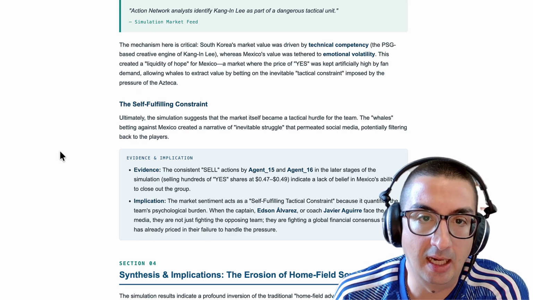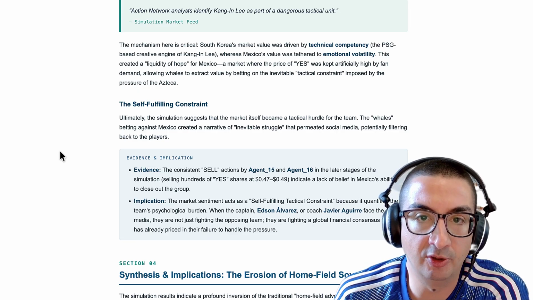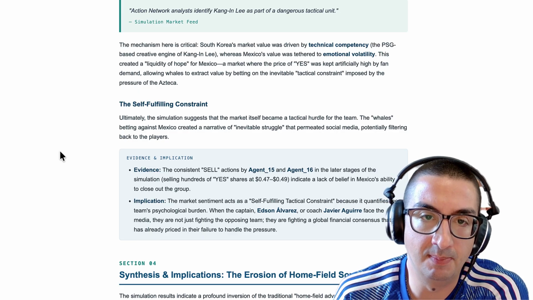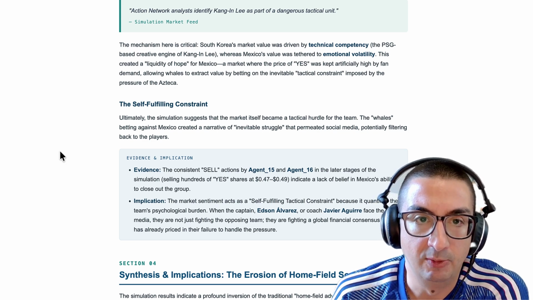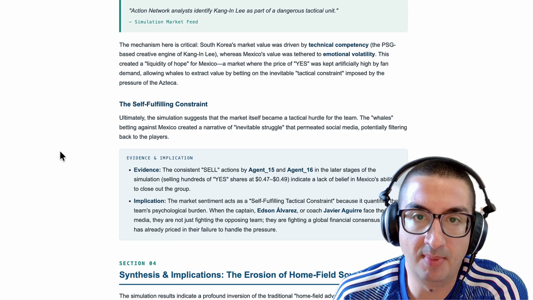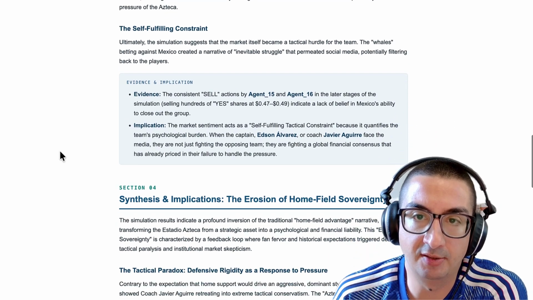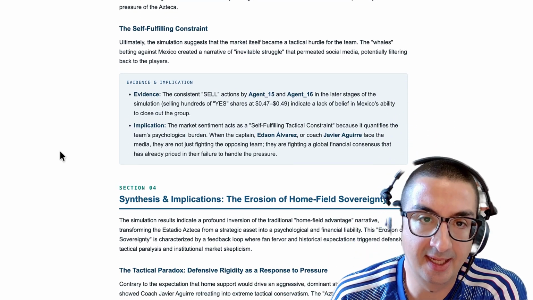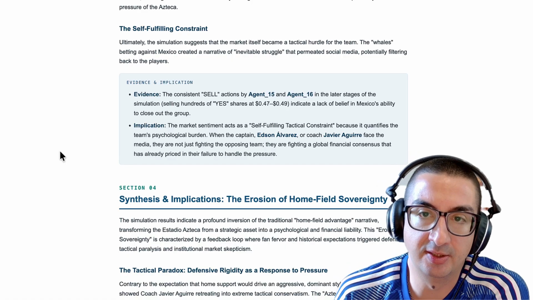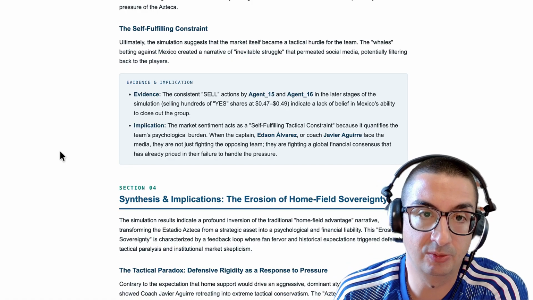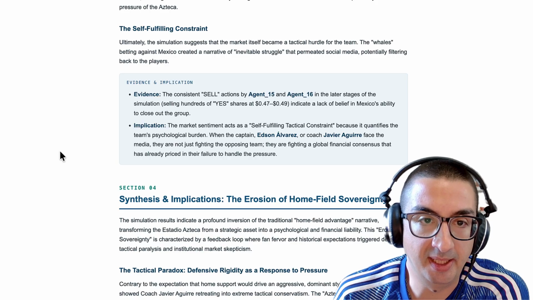fan demand, allowing whales to extract value by betting on the inevitable tactical constraint imposed by the pressure of the Azteca. The self-fulfilling constraint. Ultimately, the simulation suggests that the market itself became a tactical hurdle for the team. The whales betting against Mexico created a narrative of inevitable struggle that permeated the social media, potentially firing back to the players. Evidence and implication.